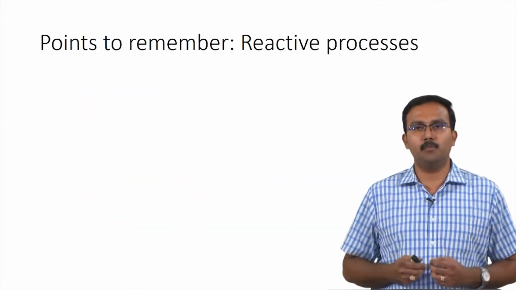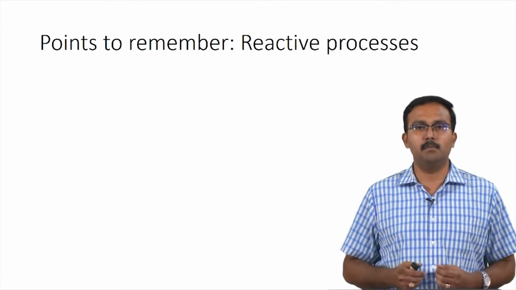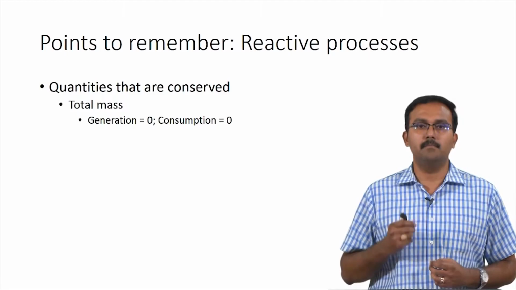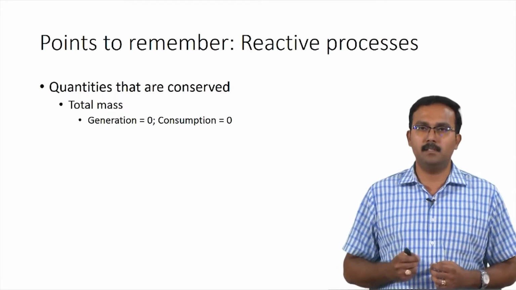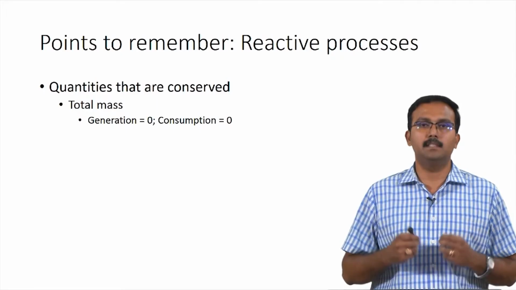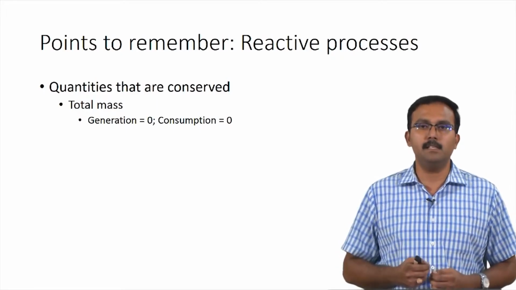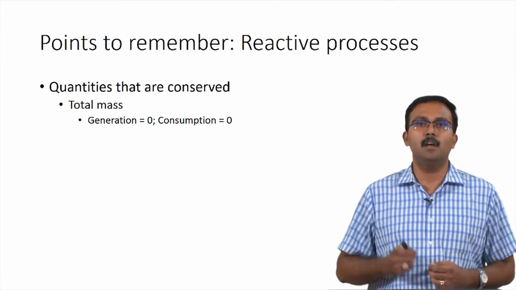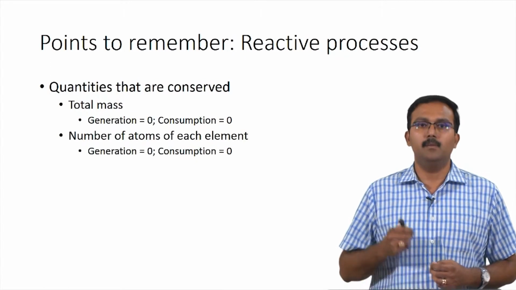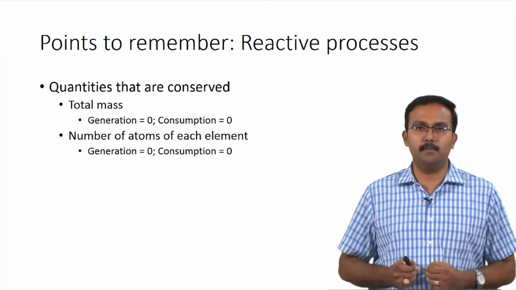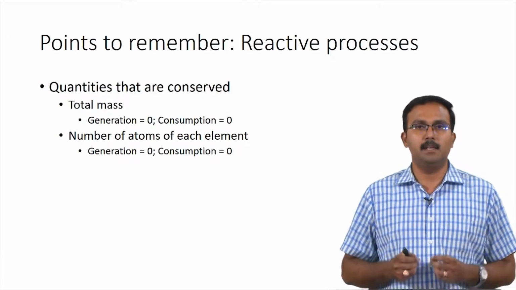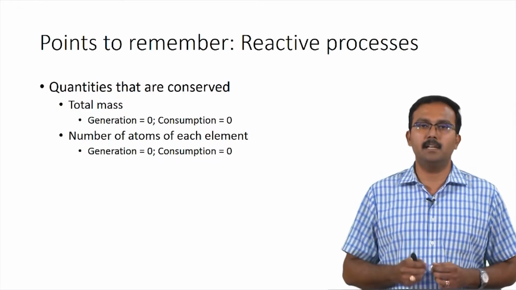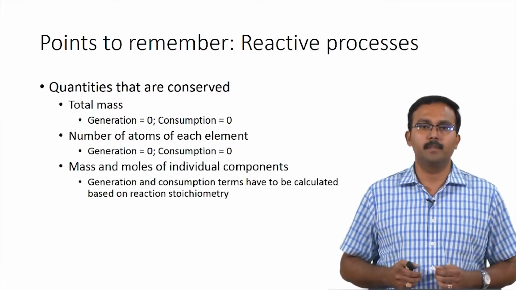When we talk about reactive processes, there are certain parameters which we need to remember. What quantities are conserved? For reactions, total mass of the system is conserved. Total mass cannot be created or destroyed, which means generation and consumption terms will be 0 when we write the total mass balance equation for a reactive process. When we talk about atoms for each of the elements, the same law of conservation applies. The number of atoms of each of the elements is conserved. Again, here you would have generation and consumption terms going to 0.